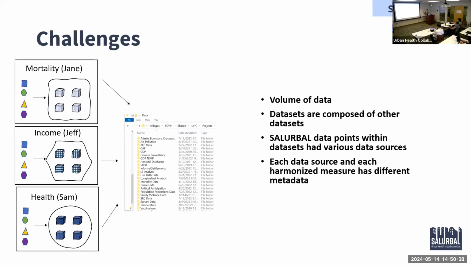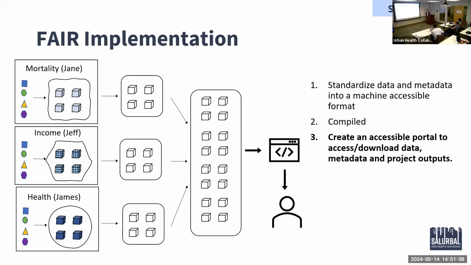But really the challenges of SOLAR BALL was this was happening across countries, across data sources, and different teams, so spanning country, teams, and also domains. So it was very hard to manage. And some of the challenges we faced were just the volume of data, the fact that data sets were composed of other data sets, and we needed to keep track of the metadata really at a data point level. And that each data source and harmonized measure has different metadata at the data point level.